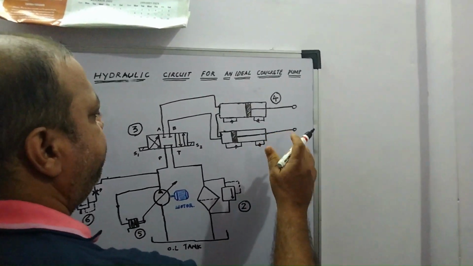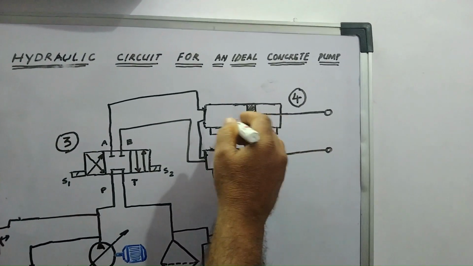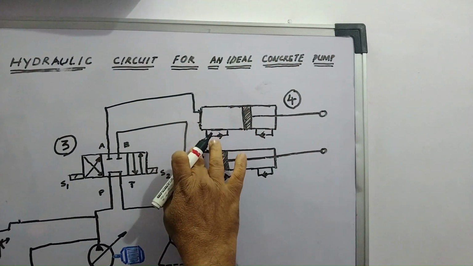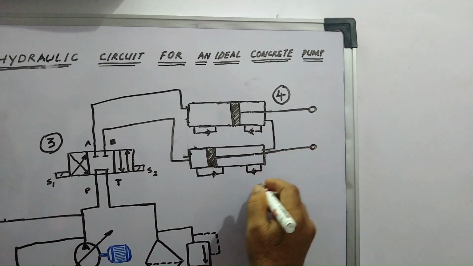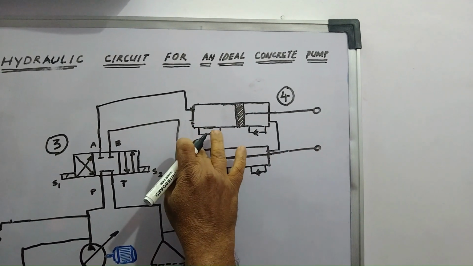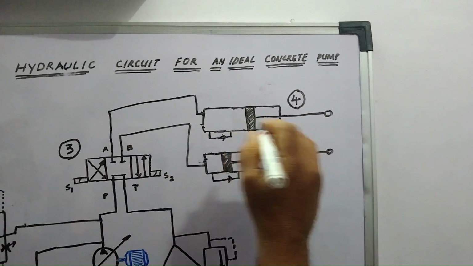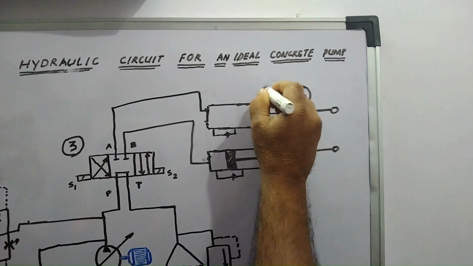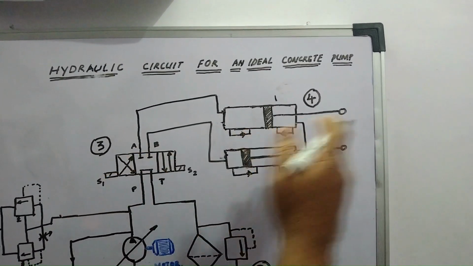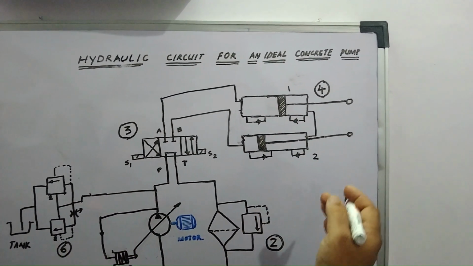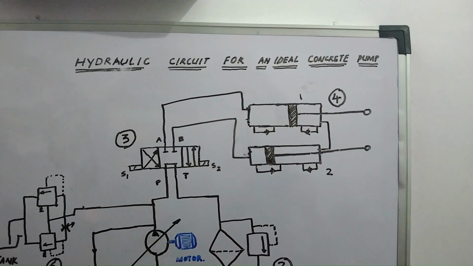Now here we have these two cylinders. You're seeing these two cylinders here. These two cylinders are the concrete cylinders, number one cylinder and number two cylinder. These are the concrete delivery cylinders. You know very well. Now, how does it work?